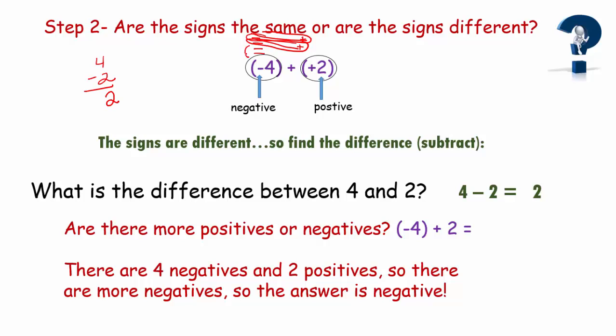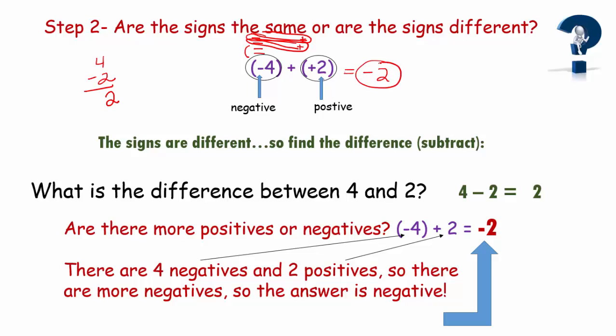Are there more positives or more negatives? There's 4 negatives and 2 positives, so there's more negatives. So your answer is going to be negative. So what's the result here? The result here is a -2. So the only new step tonight is to rewrite your subtraction statement as an addition statement. Then you completely fall back on your rules for adding integers. We will do this for the rest of our lives. These rules will work for the rest of our lives when we're dealing with adding or subtracting signed numbers.